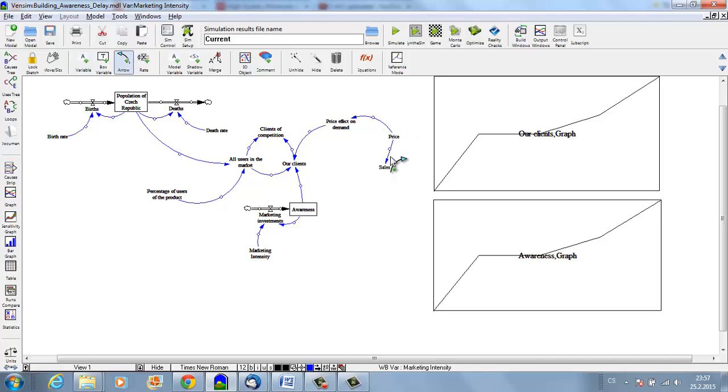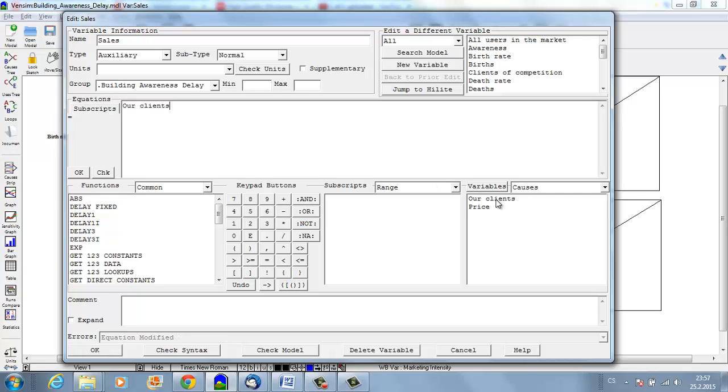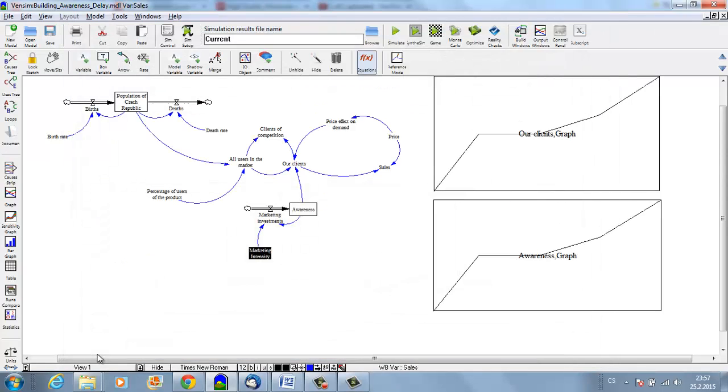Sales will be affected by price and by the number of our clients. This is simple. So our clients multiplied by price. Okay. And now I would like to add actually the effect of sales on marketing intensity. But in order to do that, I will have to add another thing. That would be percentage of sales invested in marketing. Okay, slightly bigger, and this will affect marketing intensity.